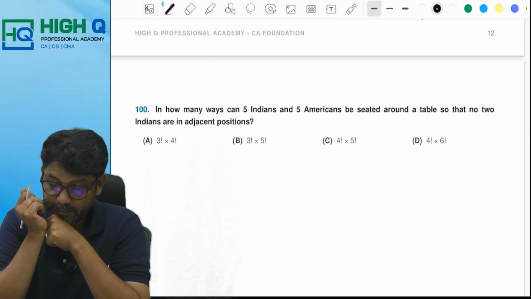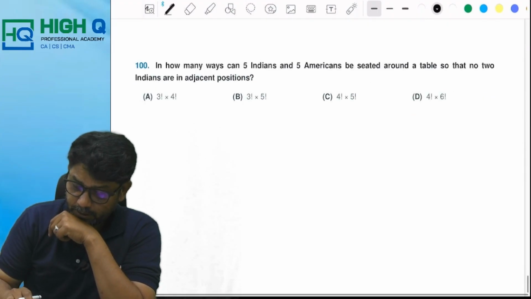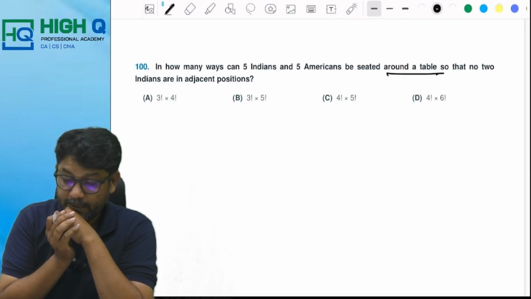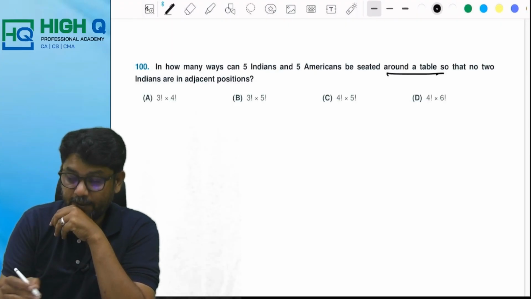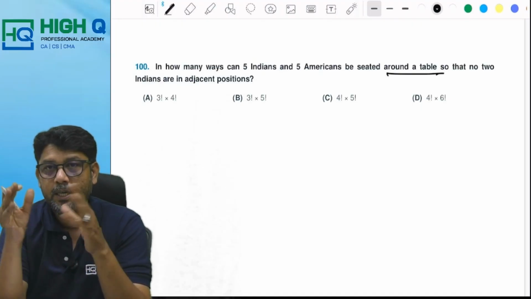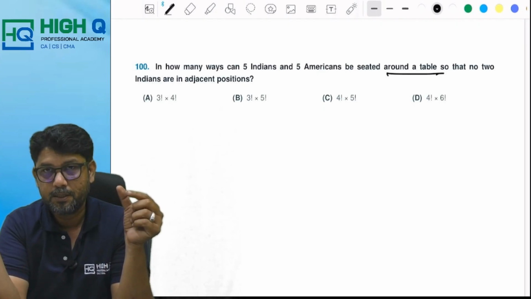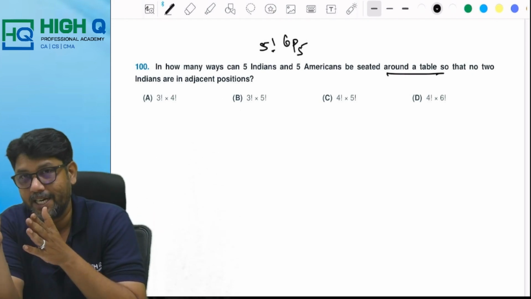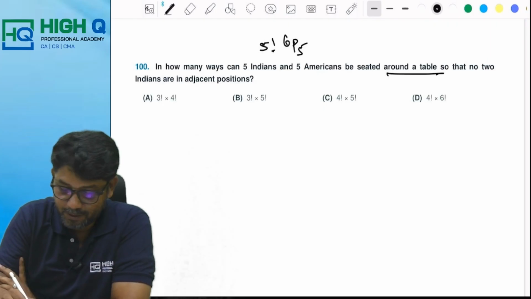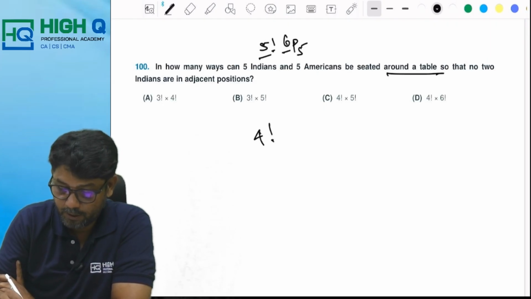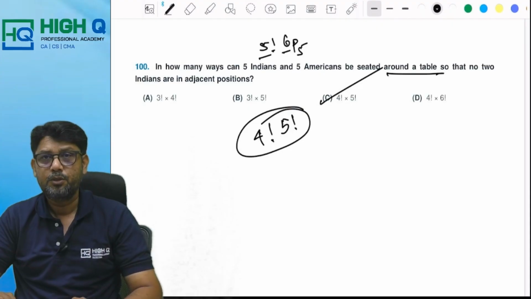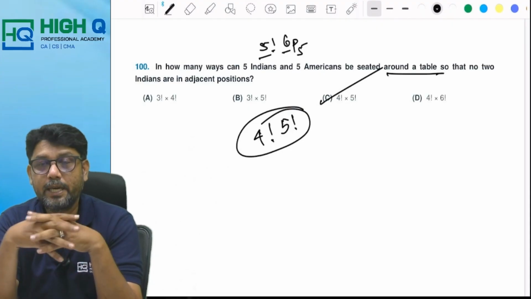Okay. Next. In how many ways can 5 Indians and 5 Americans be seated around a table so that no two Indians are in adjacent positions? See, around the table, that is a circular arrangement. No two Indians are adjacent. You know the method. This is my method of doing it. If I'm just arranging in a linear arrangement, what will be my answer? 5 factorial into 6P5. I hope you know it. This is the linear arrangement answer. When it comes to circular arrangement, subtract 1, which is 4 factorial into 5P5. 5P5 is 5 factorial. So 4 factorial into 5 factorial. So that's all, my dear.